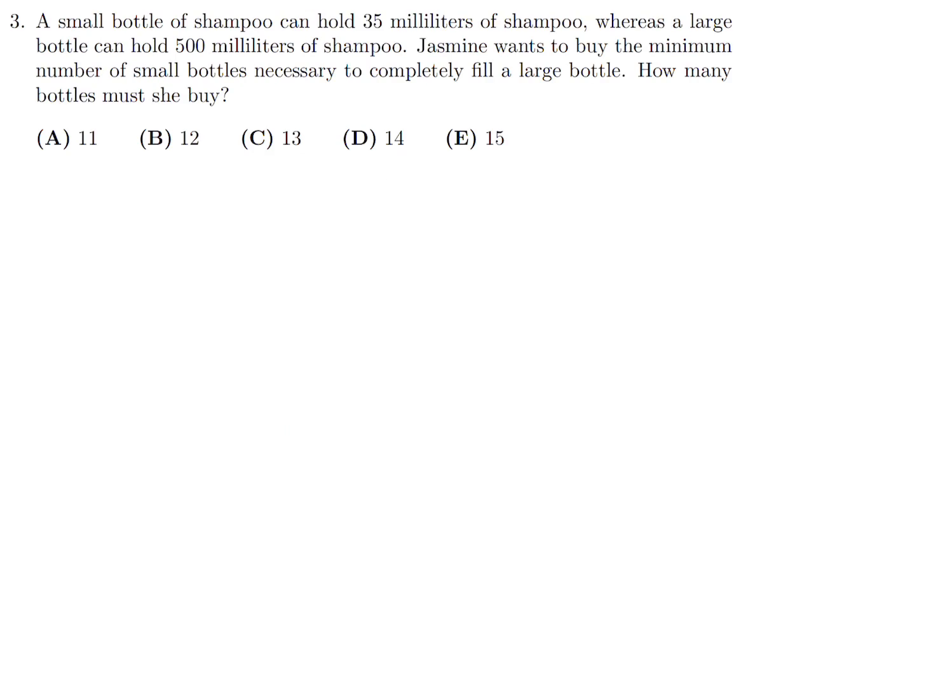A small bottle of shampoo can hold 35 milliliters of shampoo, whereas a large bottle can hold 500 milliliters of shampoo. Jasmine wants to buy the minimum number of small bottles necessary to completely fill a large bottle. How many bottles must she buy? Well, 500 doesn't divide by 35 evenly. It's 14 point something, right? So obviously she has to buy at least 14.